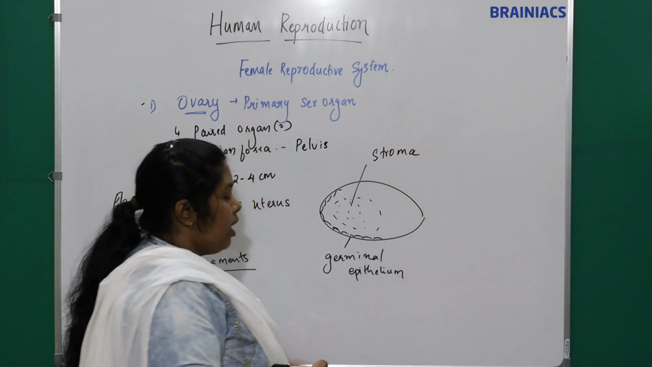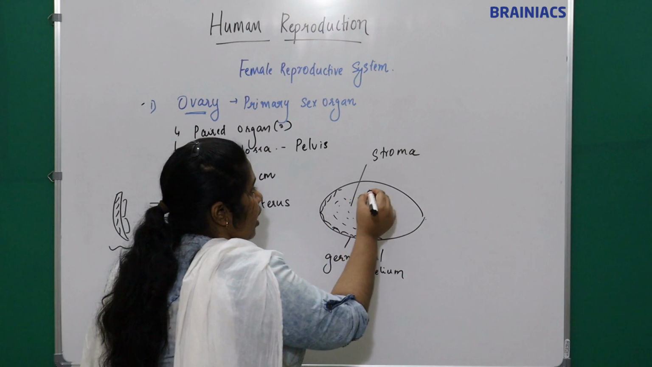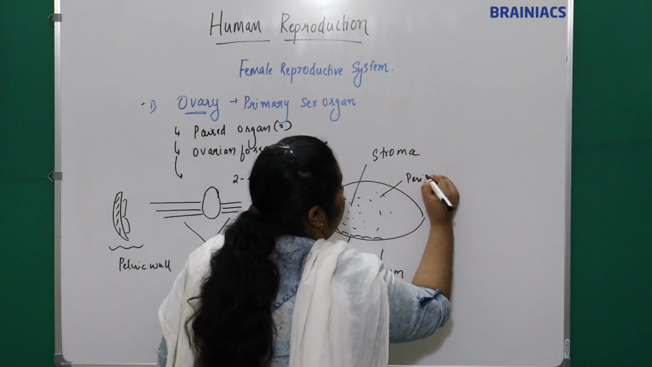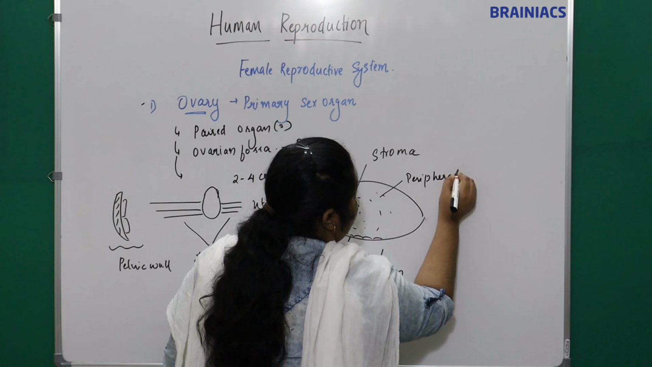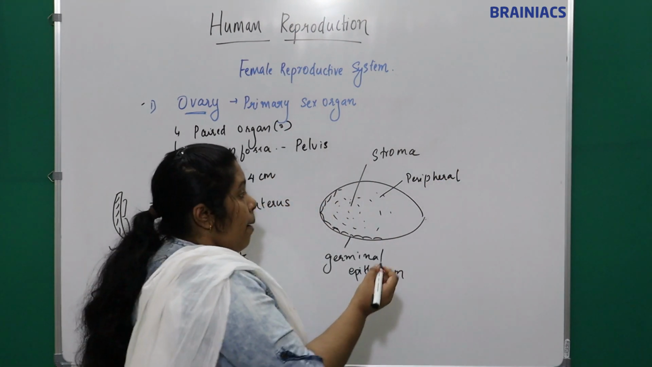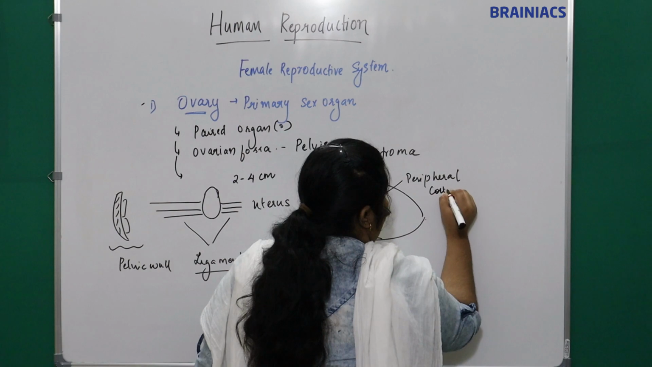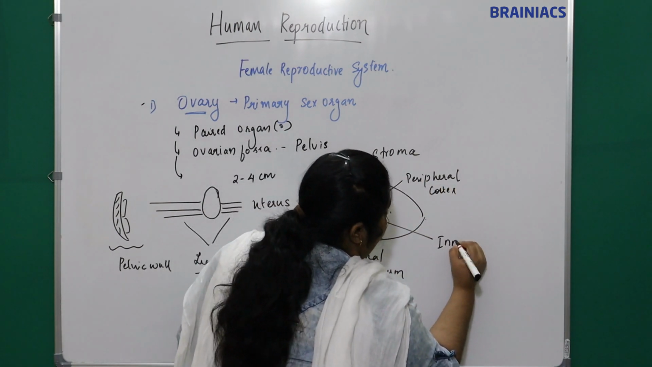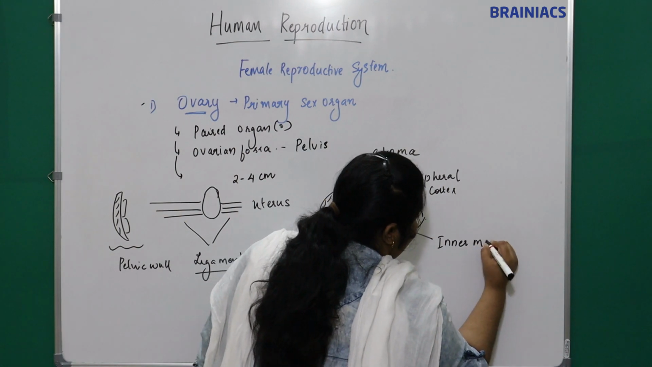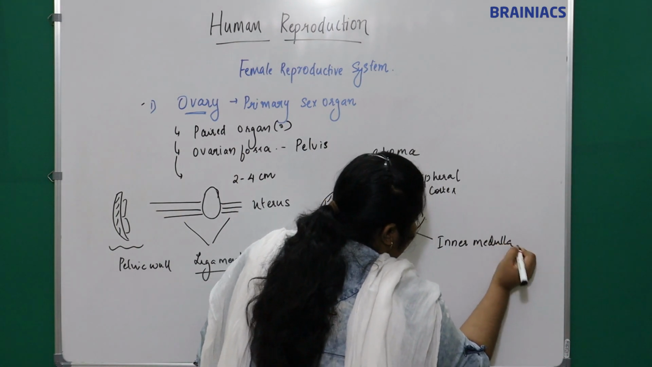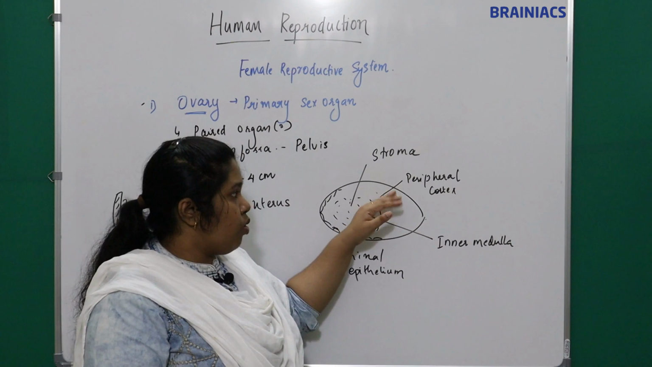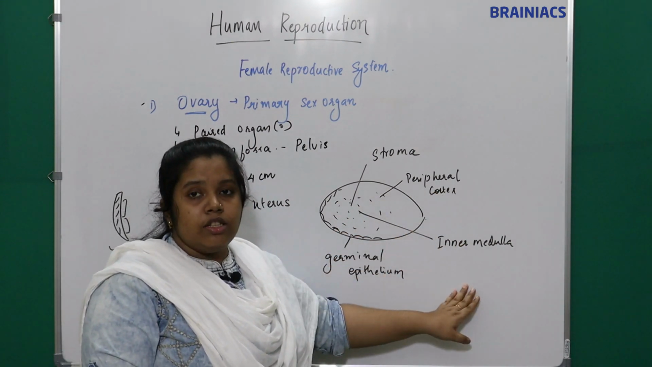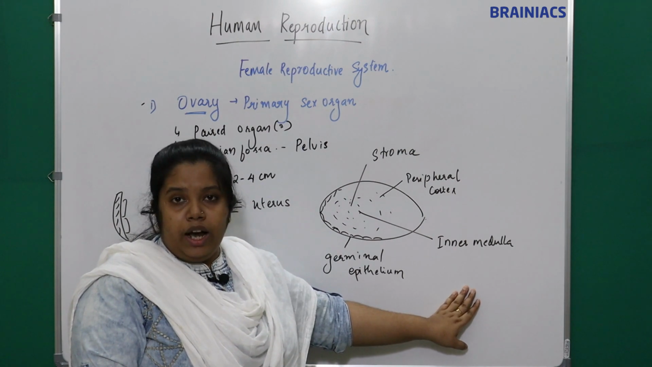Depending upon the site, the peripheral part of the stroma, we call it what? We call it the peripheral cortex. And the inner part of the stroma is called what? It is called the inner medulla. So the periphery of the stroma is called the peripheral cortex, and the inner part of the stroma is called what? It is called the inner medulla.